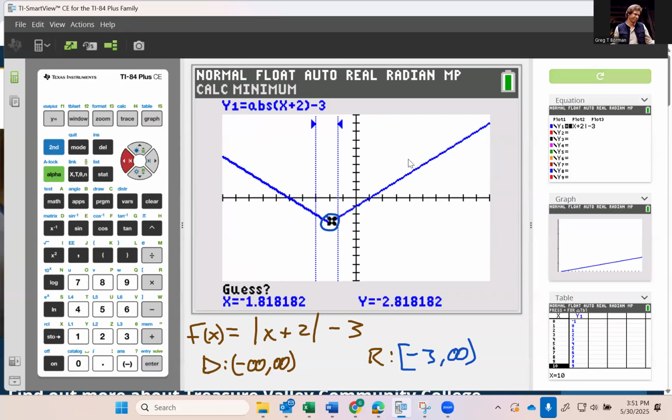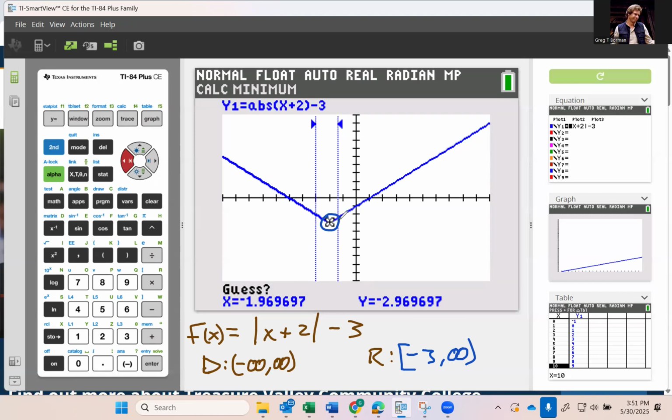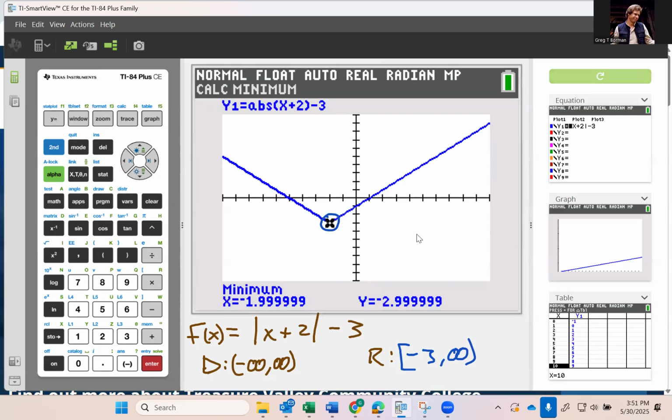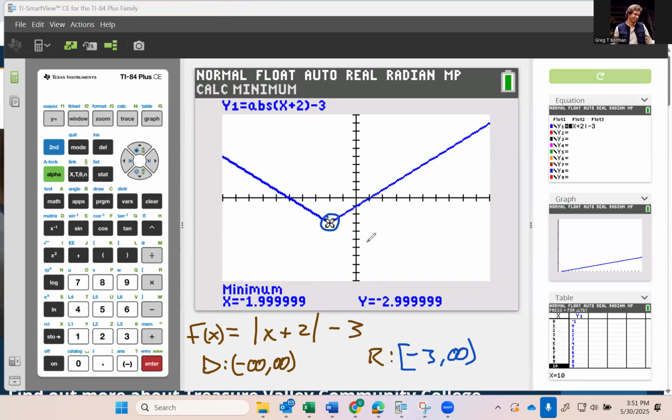You can just hit enter. The calculator is now going to look for the lowest point on the function in between these two markers. It will not look outside those two markers. So when we hit enter, boop. Now when you do minimum and maximum, the calculator sometimes gets it perfect, but often it gets it super close. And you and I are smarter than the calculator. So we have to say negative 1.99999, the calculator meant negative 2. Negative 2.99999, the calculator meant negative 3. We have to make that leap to help the calculator out.